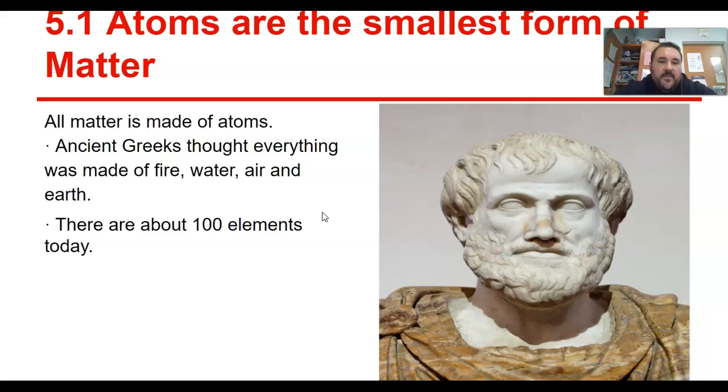All atoms make up matter. So matter is made up of the smallest forms called atoms. The ancient Greeks actually came up with the idea of the atom. This is Democritus. Democritus went against Aristotle's teachings. Aristotle said that everything was made of fire, air, water, and ether, which was the energy that made us alive. But today we know there are over 100 atoms, about 118 to be exact.